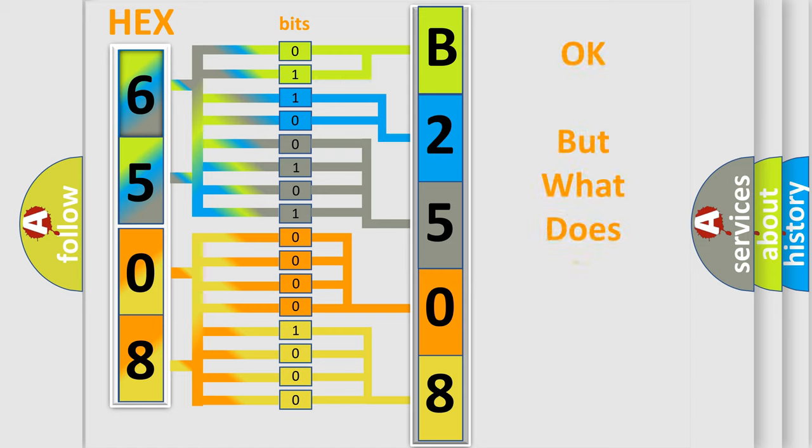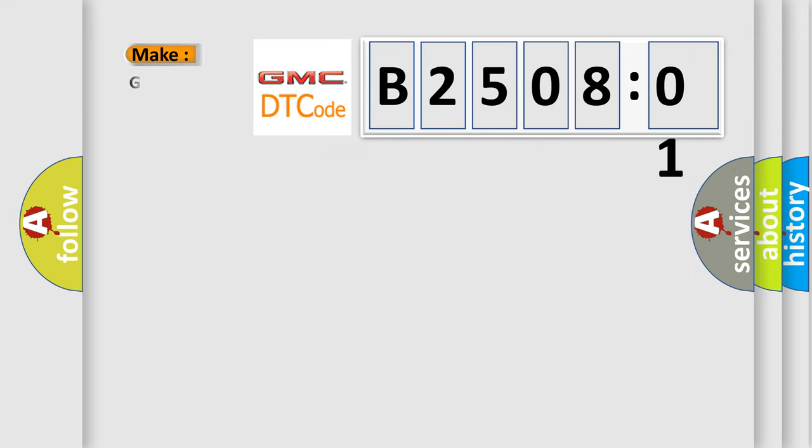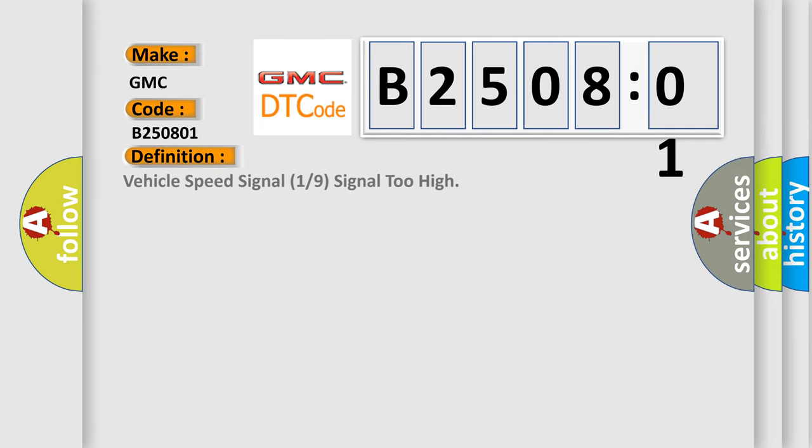The number itself does not make sense to us if we cannot assign information to what it actually expresses. So, what does the Diagnostic Trouble Code B2508-01 specifically mean for GMC car manufacturers? The basic definition is: vehicle speed signal 1 or 9 signal too high.